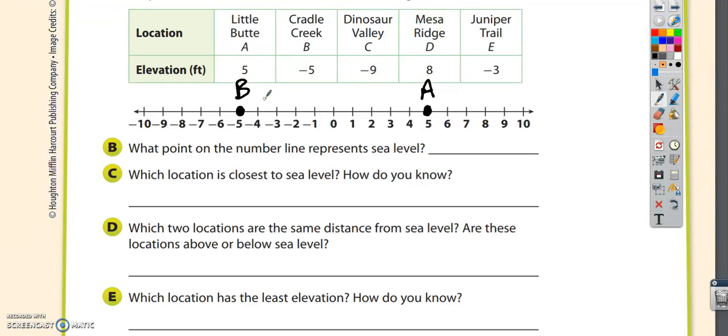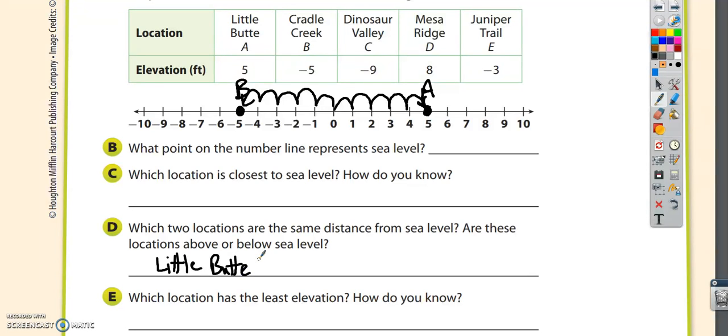And the question says, which ones are the same distance from sea level? Well, how far is A from sea level? Well, if I go to sea level and I count, it's 1, 2, 3, 4. It's 5 spaces. And then if I go to sea level and I count back the other way, it's going to be 1, 2, 3, 4, 5 spaces. So I'm going to go back and answer the question. D says, which two locations are the same distance from sea level? Well, it's Little Butte and the other one's going to be Cradle Creek.